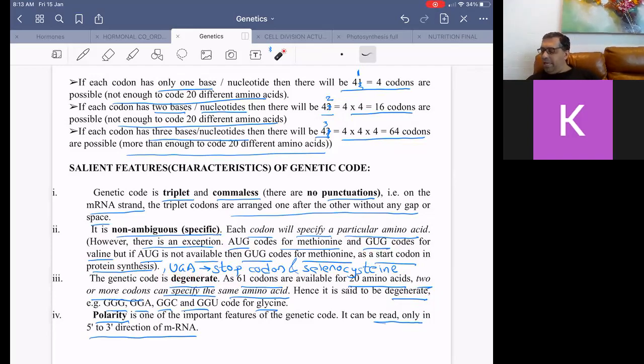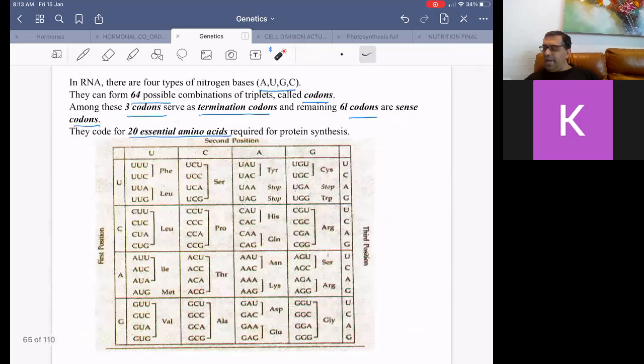Then the genetic code is degenerate. As 61 codons are available for 20 amino acids, two or more codons specify the same amino acid. Hence, it is called degenerate. Now, this is exactly the opposite. Check this here.